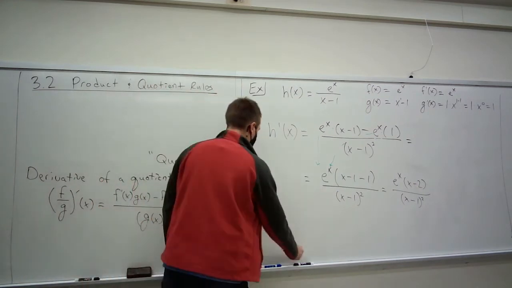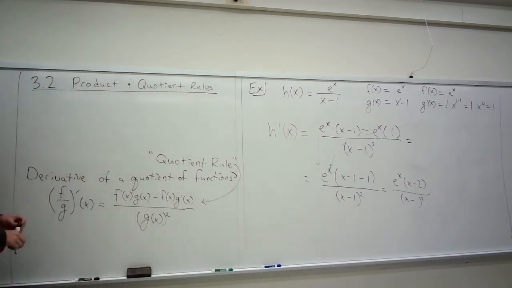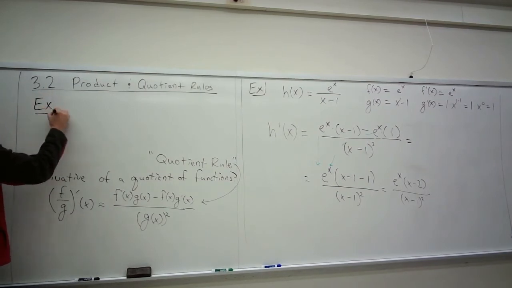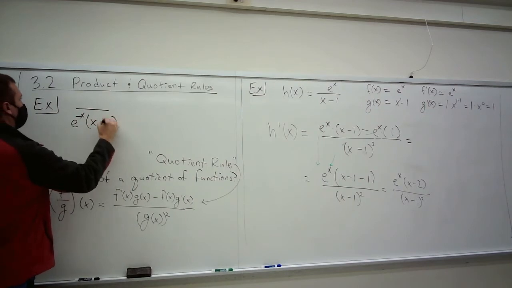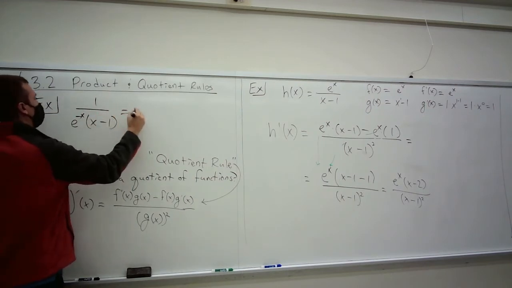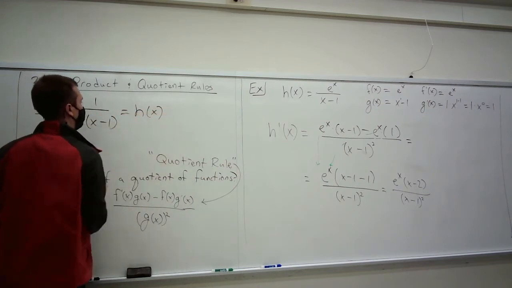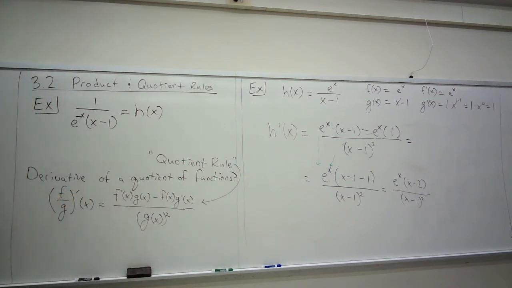So like I said, sometimes it's difficult to figure out what your functions are. So let me just give you a cheeky example. This is your function h of x. Can you tell me what h prime of x is off the top of your head? No writing anything down, just looking at the board.